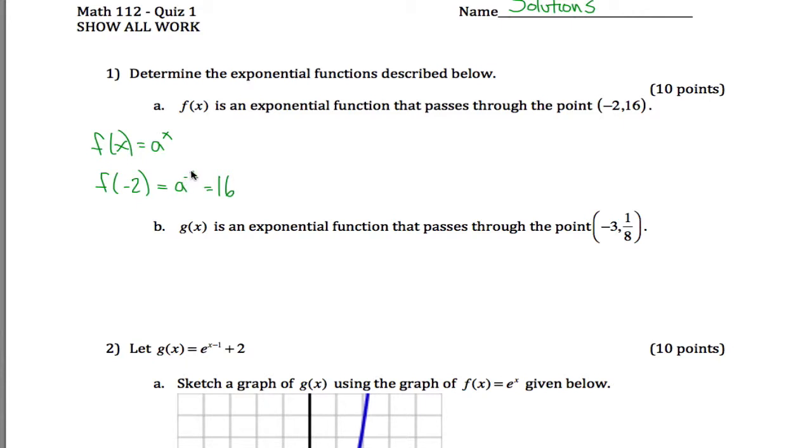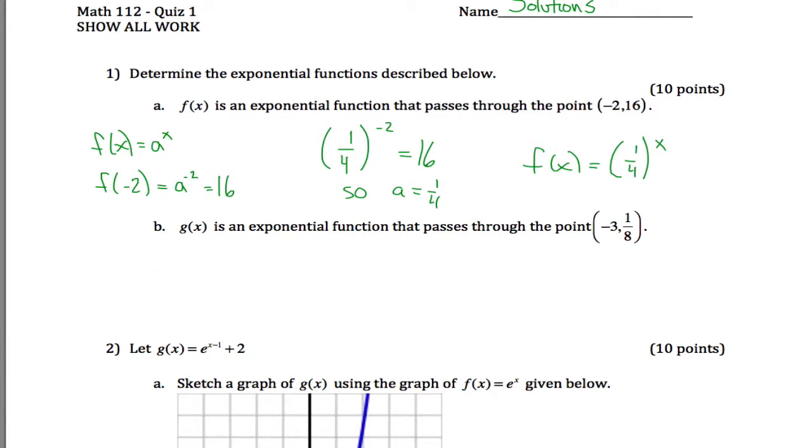Let's see, if it was a to the second power, not to the negative 2 power, it would just be 4, because 4 squared is 16. But the negative 2 kind of throws things off. If you remember that a negative exponent means the reciprocal, then you'll see that what a has to be is 1/4. 1/4 to the negative 2 power equals 16. So a equals 1/4. That is, f of x equals 1/4 to the x.